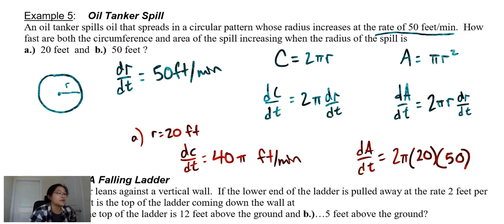Did I not multiply that right? No, I didn't. This is not 40. dC/dt is 2 pi dr/dt, which is 50. Okay, so then that's 100 pi feet per minute. And then this one is 400.